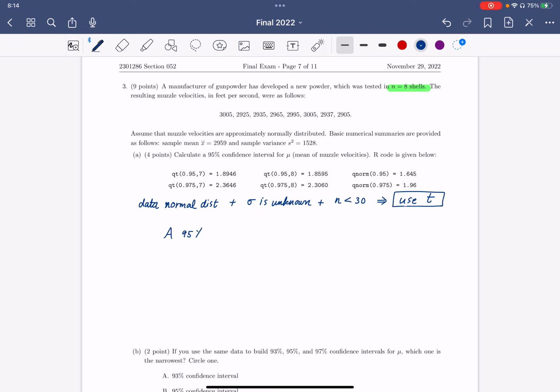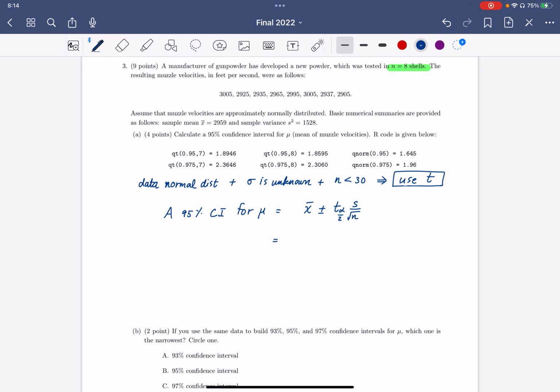So at 95% confidence interval for mu, this is going to be x bar plus minus t alpha over 2 times s over square root n, from the formula sheet. Now you have x bar, which is 2959, plus minus t alpha over 2, which is going to be qt. Keep in mind, this is a 95% confidence interval, so you have 2.5% in each tail. So this is qt 0.975, comma, degrees of freedom. Remember that the degrees of freedom is n minus 1, so it's going to be 7.